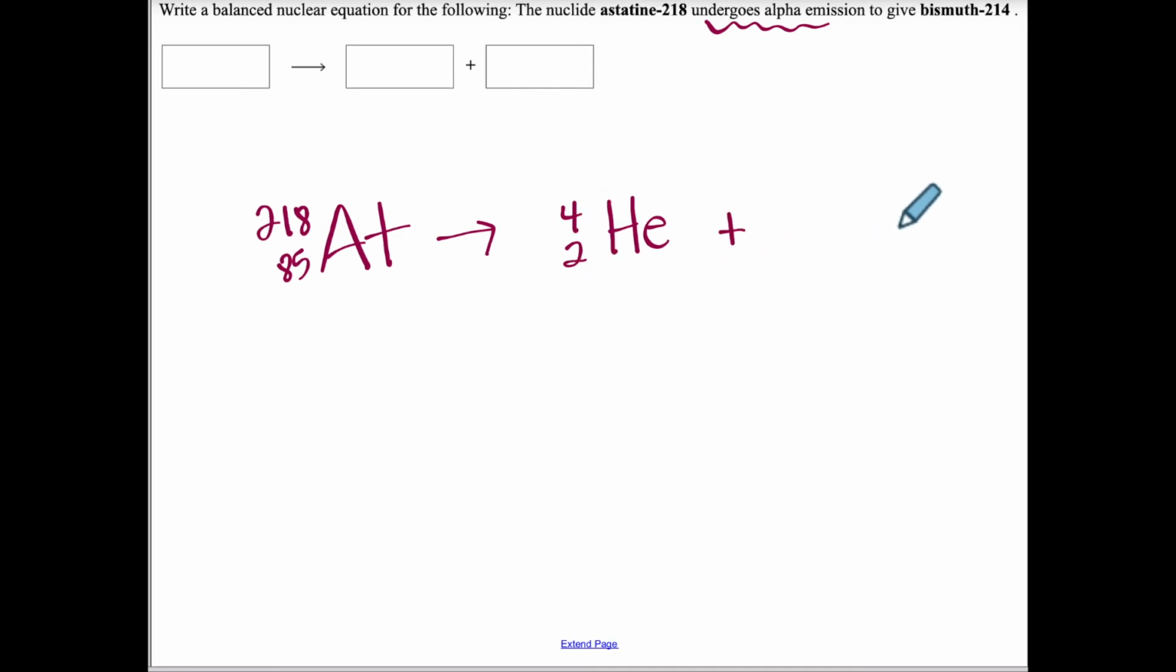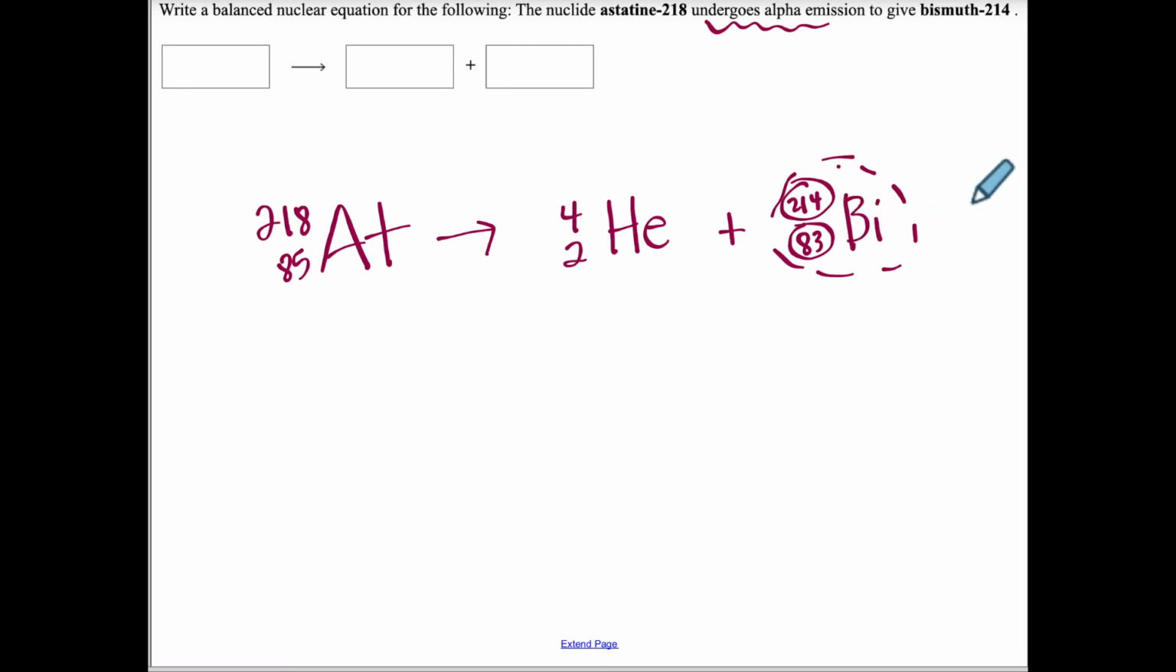And then what we have to do is figure out what's going to go right here. We have to find a number to go here that adds up with 4 to get 218. So here we would put 214. We find a number to go here that adds to 2 to get 85. So we would put 83. And then we look up what element has 83 for an atomic number, and it turns out to be bismuth.